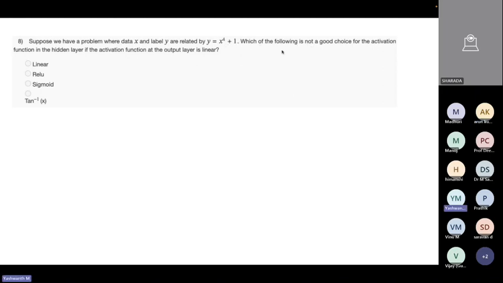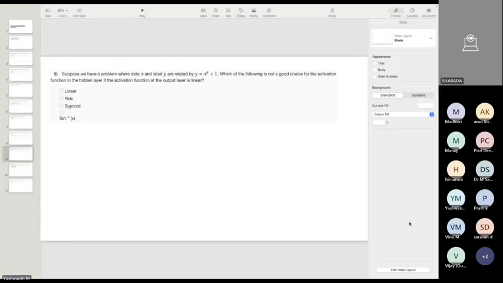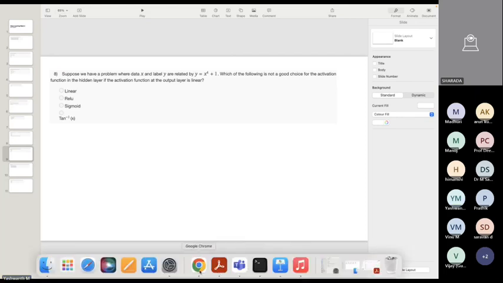So definitely, you cannot have a linear function in the hidden layer. A linear function composed with a linear function always gives a linear function. You can never match this kind of relationship. Let me explain this in a bit more detail.